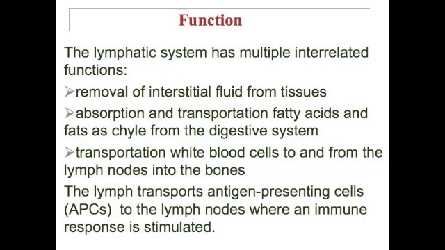Thirdly, it helps to transport white blood cells to and from the lymph nodes and the bones. So in this respect, it carries out immune responses. Lymphoid tissue initiates highly specific responses directed against particular microbes or abnormal cells. The lymph transports antigen-presenting cells to the lymph nodes where an immune response can be stimulated.